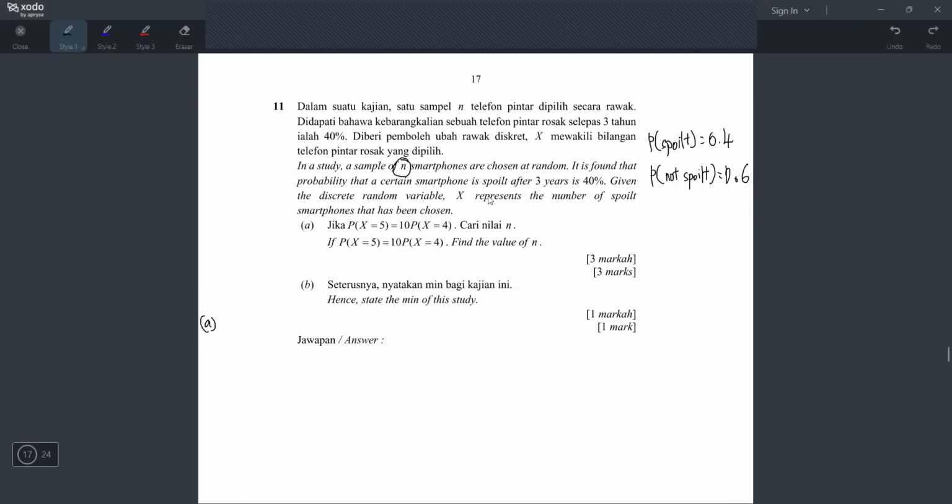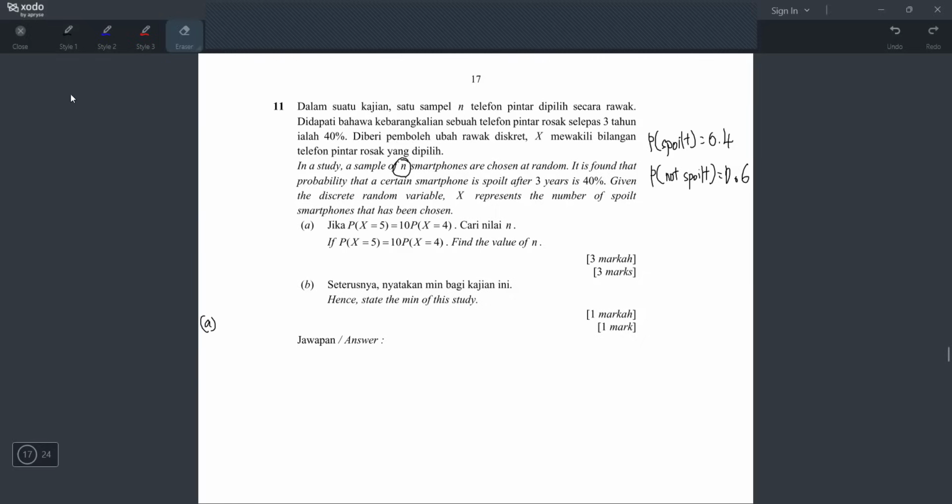Given the discrete random variable x represents number of spoiled smartphones that has been chosen. Okay, so far after reading this question, I know this is binomial distribution because I never see the word normal here. So if binomial distribution, what you have to determine from your paragraph is your N, P, and Q, right? Your N, P, and Q. But the N, they don't want to give you.